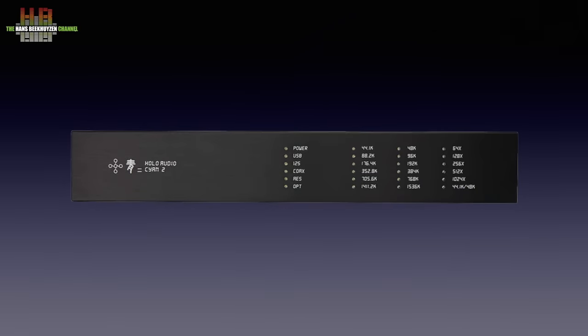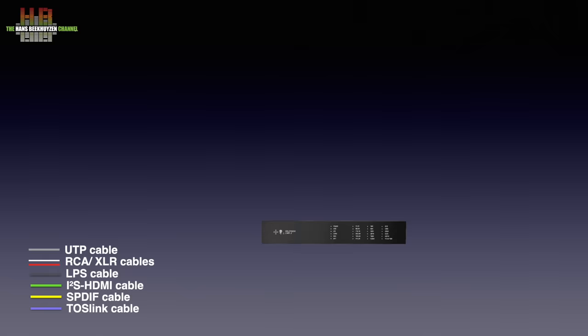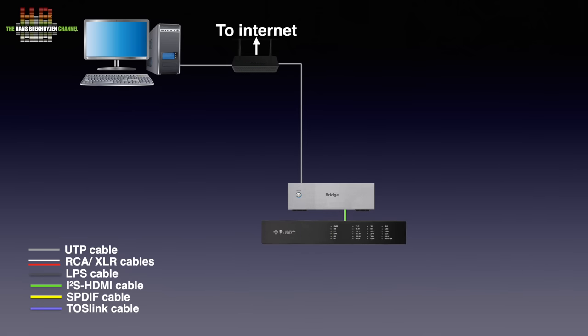The CN2 is a digital to analog converter, so it needs a digital source. In these modern times, that will be a network bridge or network player connected to your router over either network cable or Wi-Fi, and to the CN2 over either a HDMI, 75 ohm RCA, 110 ohm XLR or optical Toslink cable. A direct connection to the computer over USB is also possible. Having access to the internet, you can play from streaming services and internet radio stations. And if you have music stored on your computer or NAS, that can be played too.